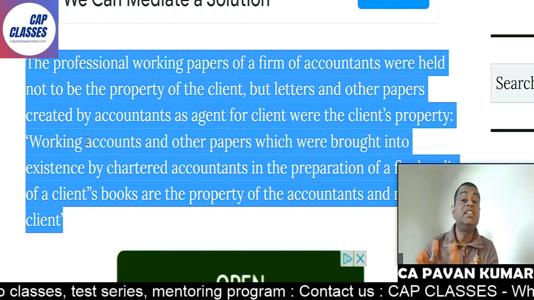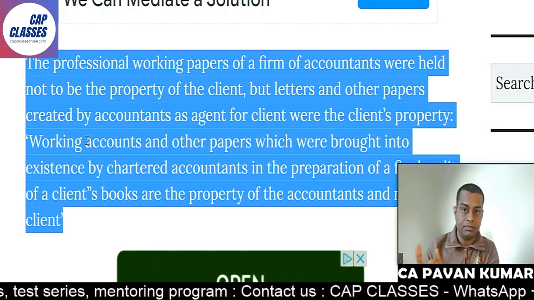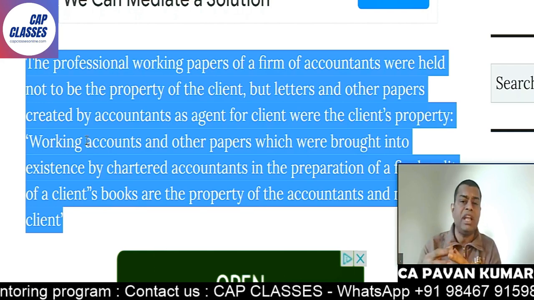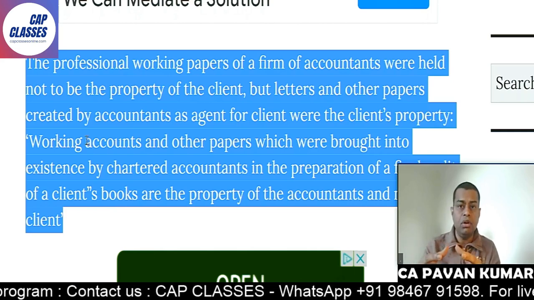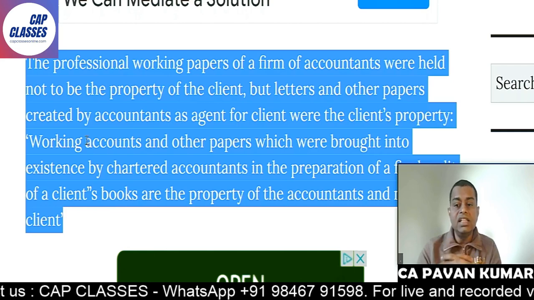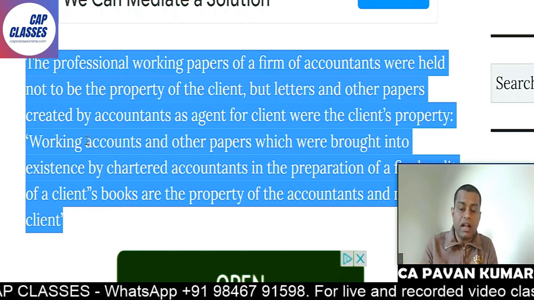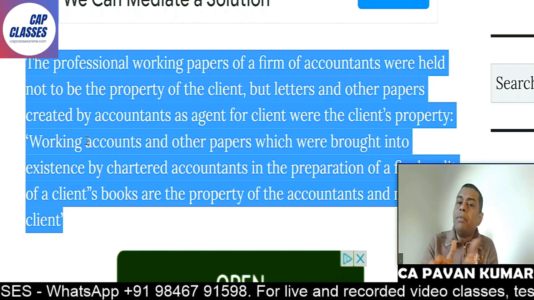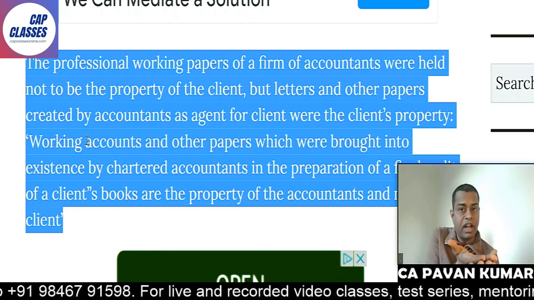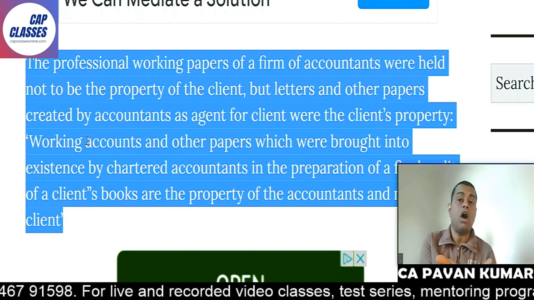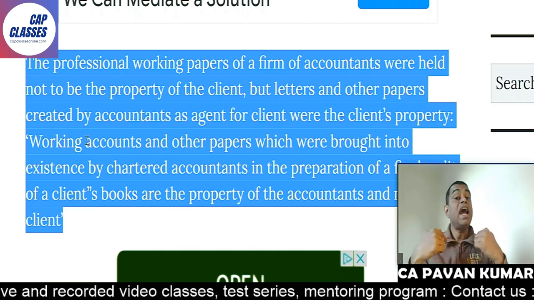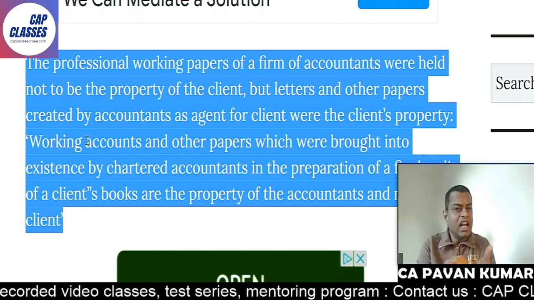For example, fixed assets schedule and depreciation. I asked the client, hey, can you give me your fixed assets schedule along with the depreciation computation? The client said, definitely, Pavan sir, you are the auditor, take this file. So that paper I have taken a printout and I kept it in my file. This is also audit evidence. This is also documentation.